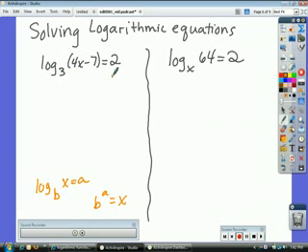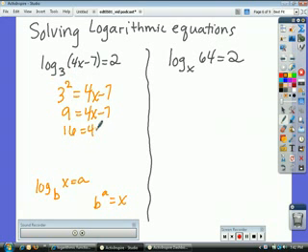So here, what we're going to do is rewrite this in exponential form: 3 to the second power equals 4x minus 7. That is a simple equation to solve now. 3 squared is 9, equals 4x minus 7. Add 7 to both sides, and then divide by 4. x equals, whoops, I went too fast for myself. x equals 4. And then you should check it. 4 times 4 minus 7 is 9. Log base 3 of 9 equals 2 is correct because 3 to the second power does in fact equal 9.